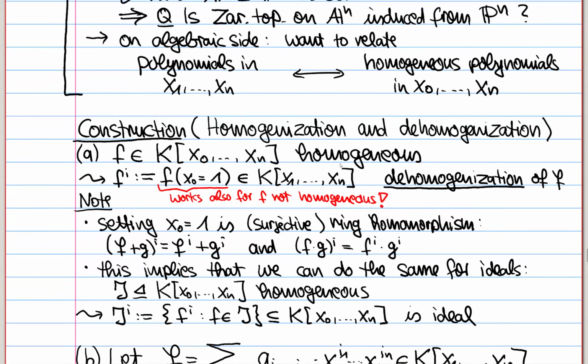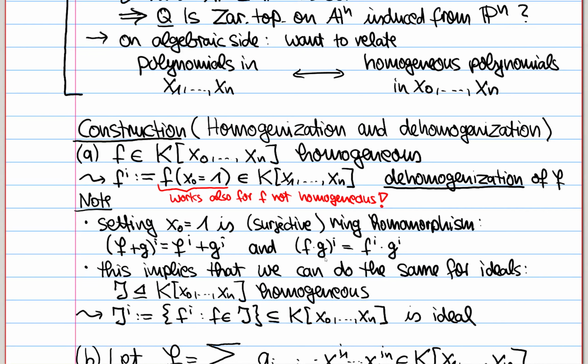If you have a homogeneous polynomial f in x0 up to xn, you can get some polynomial in x1 up to xn by just setting x0 to be 1. And this is called the dehomogenization of f, denoted f^i. Note, this recipe also works, of course, if f is not necessarily homogeneous. And in fact, if you do it for all of the f, then you can see that setting x0 to be 1 is a surjective ring homomorphism from this ring to this ring. And this translates as saying that it respects sums and products like this.